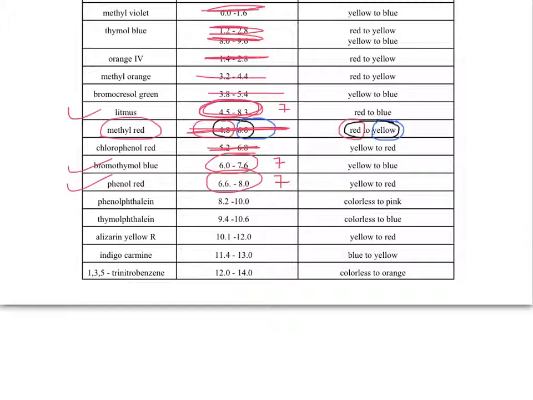titration. 7 does not fall within the rest of the possible indicators on our list. Therefore, we have 3 different choices that would work. We could use litmus or litmus paper. We can add bromothymol blue, or we could also add phenol red, and these indicators will work in a titration between a strong acid and a strong base.